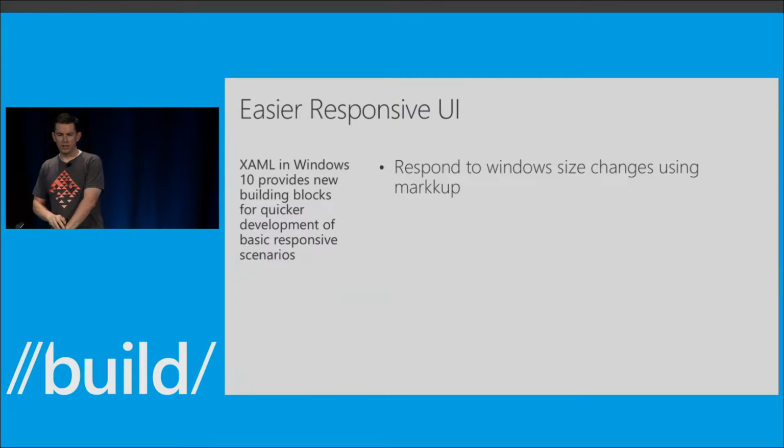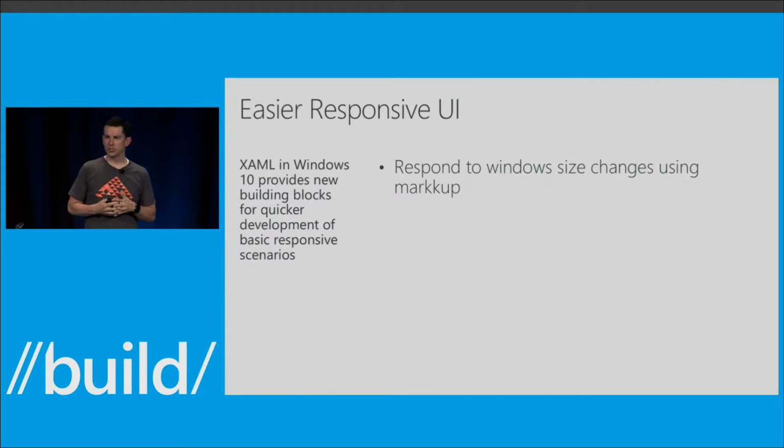So let's talk about that next level. How do we enable easier responsive UI for you, the XAML developer? We wanted to be able to do things that XAML developers like to do to be more productive in markup. Ironically, a lot of the things that we've introduced in Windows 10 for XAML are things that you can do today. You just have to write a little bit more code, and we've heard the feedback that people like angle brackets, so we're here to bring you more angle brackets.